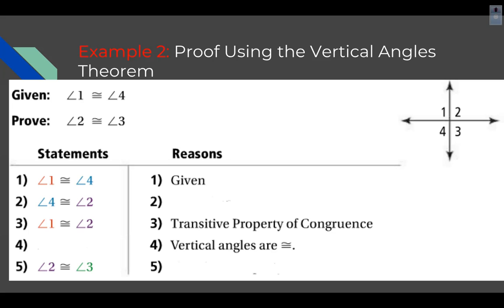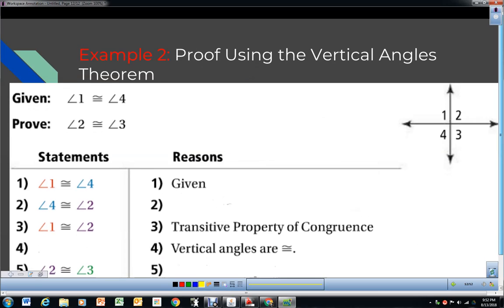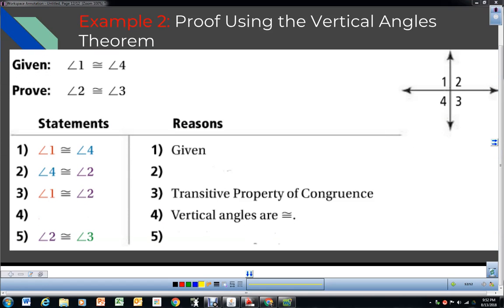So let's fill in this proof. We know that angle 1 is congruent to angle 4. They told us that. And we're trying to prove that angle 2 is congruent to angle 3. Well, 1 is congruent to 4, and that's given.